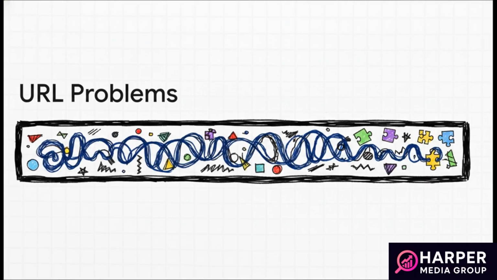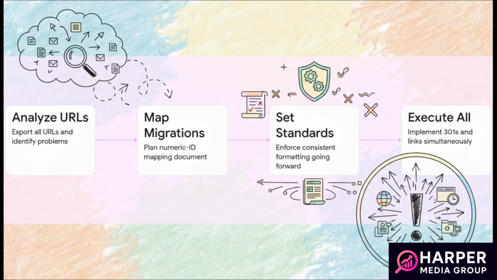Other common leaks, things like URLs over 115 characters because your category structures are just way too deep, or adding stop words like the or and, which are literally just filler, or using totally inconsistent formatting, like mixing hyphens and underscores across your site. It creates terrible canonical confusion. To fix it, you want to follow this specific migration blueprint.